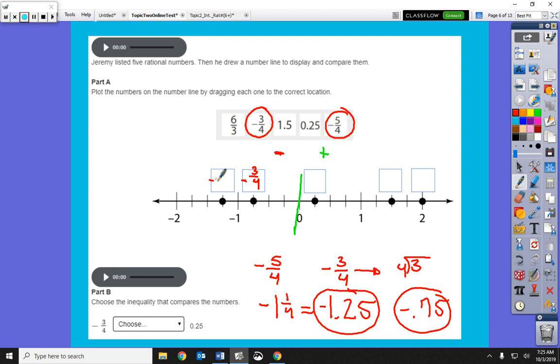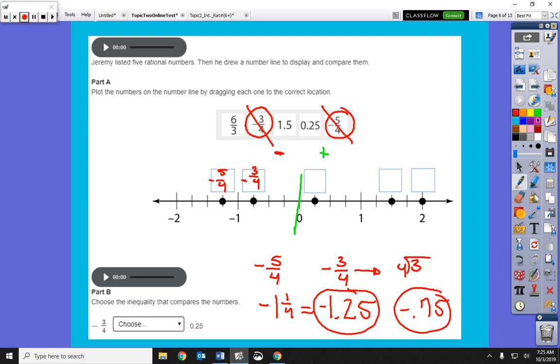The other one, negative 5/4, would go right here. And again, I can know this because look, I have 1, 2, 3, and 4. This is broken into fourths. So it makes sense that negative 3/4 would be 3 of the 4, and then negative 5: 1, 2, 3, 4, 5 of the 4. Okay, so those are taken care of.